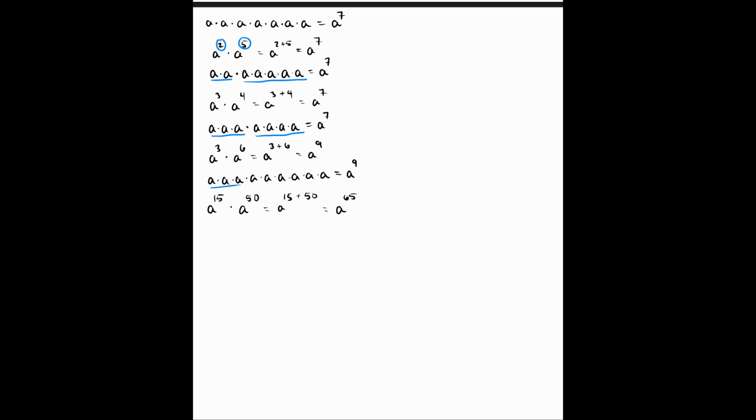And this is exactly what mathematicians noticed. They noticed that if you are multiplying the same base to different powers, or it could be the same powers, but if you're multiplying the same base, you can figure out the final exponent by just adding together the individual exponents. So that's how one of the properties of exponents came about. In fact, it's called the product property.